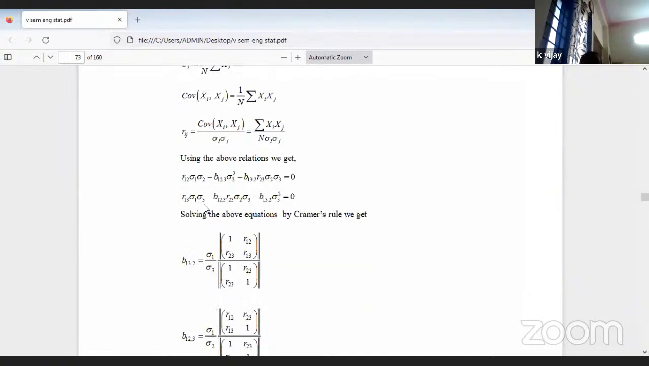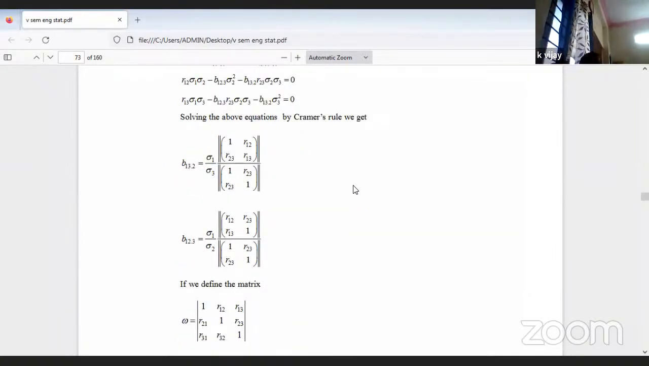Using these relations, we take the formula: r12 sigma 1 sigma 2 = b12.3 sigma 2 square + b13.2 r23 sigma 2 sigma 3 = 0, and r13 sigma 1 sigma 3 = b12.3 r23 sigma 2 sigma 3 + b13.2 sigma 3 square. I already told this in the previous class.